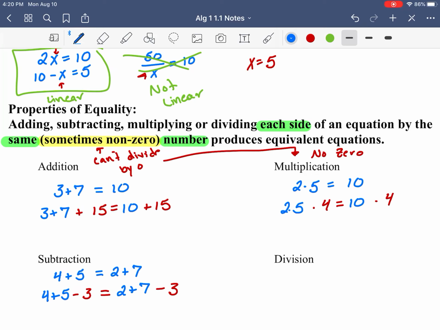And I can do the same thing with division. If I have 6 divided by 3 equals 2, I can take both sides and multiply both sides by 3, and it's still true. These are still, in fact, equal. I get on this side, 6 divided by 3 is 2, times 3 is 6, 2 times 3 is 6. So it is still true.